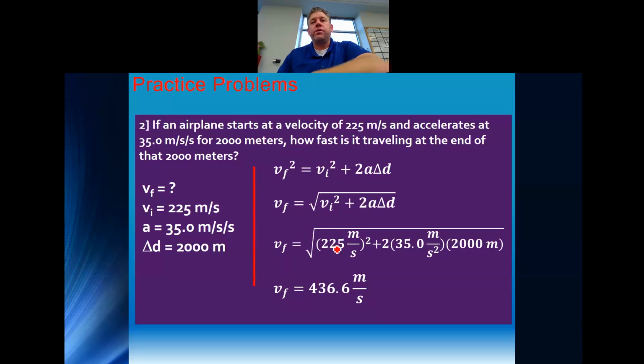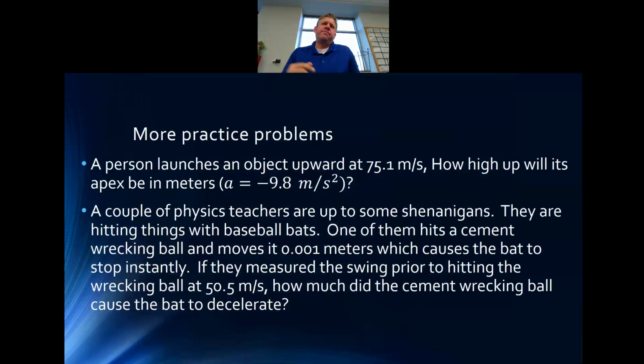So we start plugging stuff in. The 225 goes in the VI squared. The 2 times the 35, that's our acceleration, and the distance there is our 2,000. Plug all that stuff in, and notice I did the square root early this time. It's up to you. You can do it whenever you so choose. I just showed it earlier to show you a different way of presenting this, right? But at the end, we still have to take that square root of that 436 or whatever number this is in here, okay?